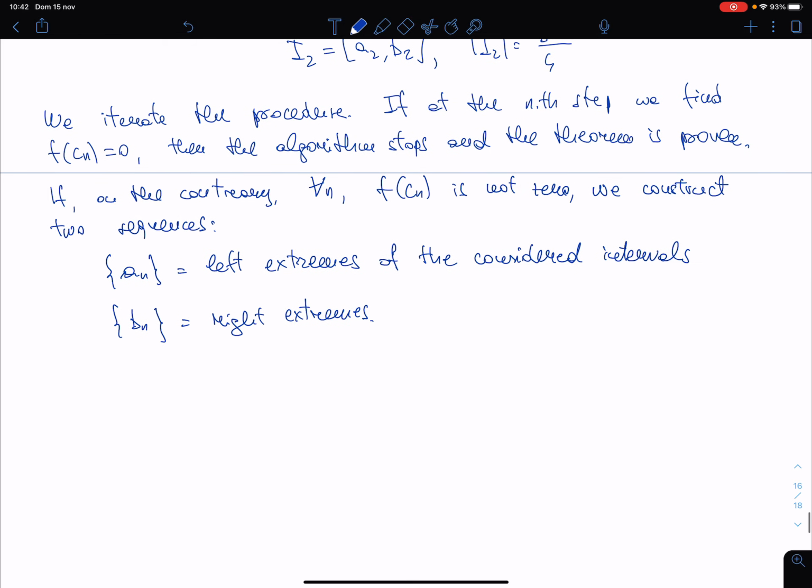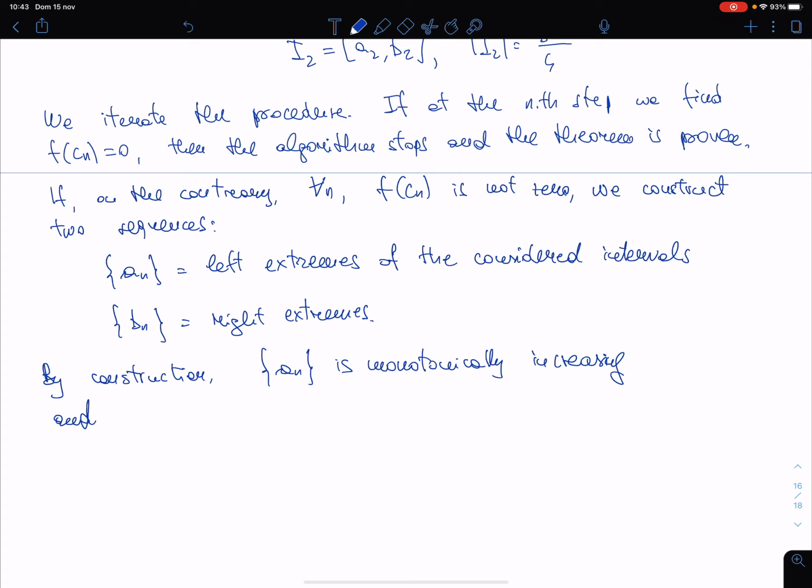So by construction, the sequence a_n is monotonically increasing and bounded, since for every n, of course, a_n is in the interval [a, b]. Then a_n must converge to some L in [a, b].